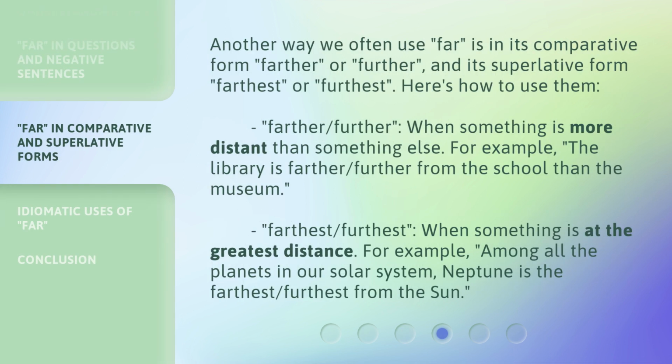Another way we often use far is in its comparative form, farther or further, and its superlative form, farthest or furthest. Here's how to use them. Farther, further, when something is more distant than something else. For example, the library is further from the school than the museum. Farthest, furthest, when something is at the greatest distance. For example, among all the planets in our solar system, Neptune is the furthest from the Sun.